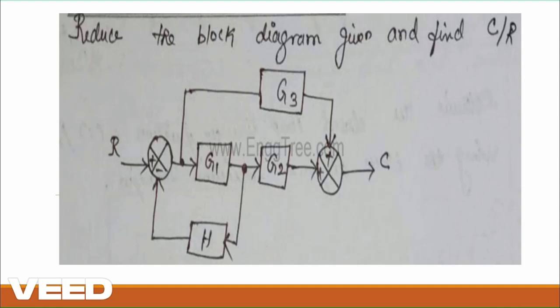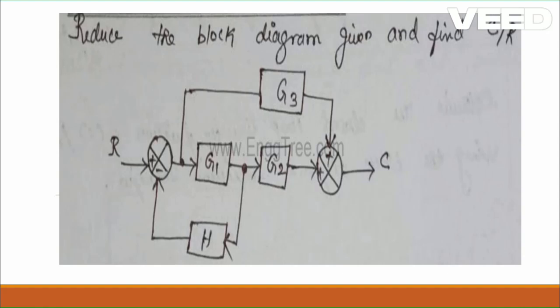Always keep in mind, shift your takeoff point or branch point to the right side of the system. Similarly, for a summing point, move towards the left side of the system. That is, branch point, we take it to the output side, and summing point, we take it to the input side. So this is the overall thing. And the final rule is repeat until we get the solution C(s) by R(s).